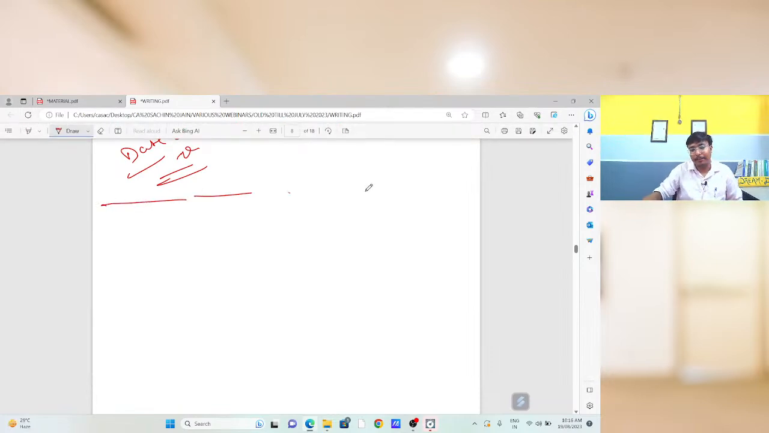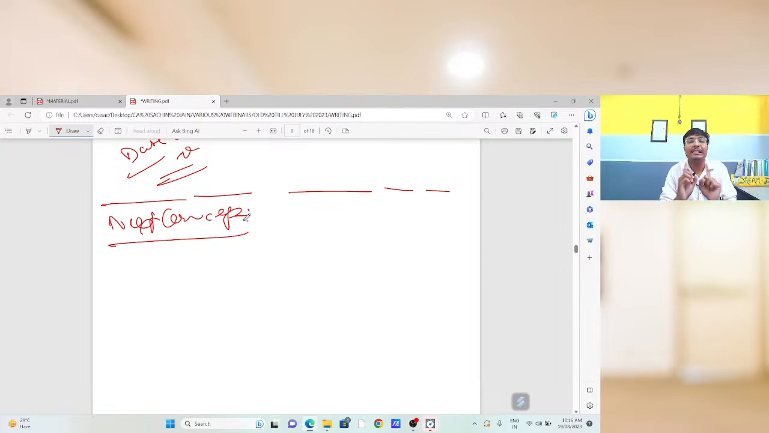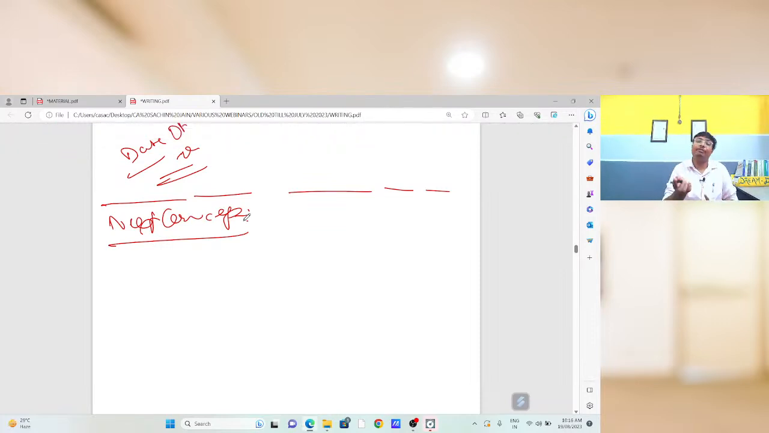Now the next concept, we are first going to discuss the same from examples, then after that we are also going to read the language of the law and analyze the provision.